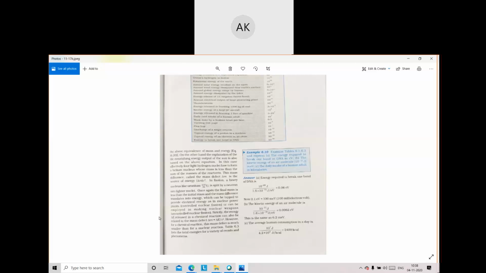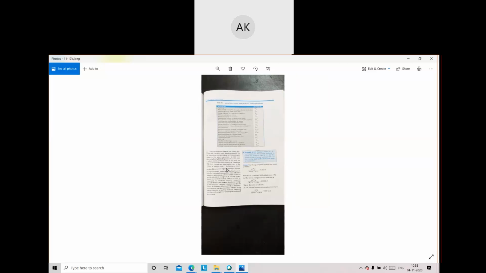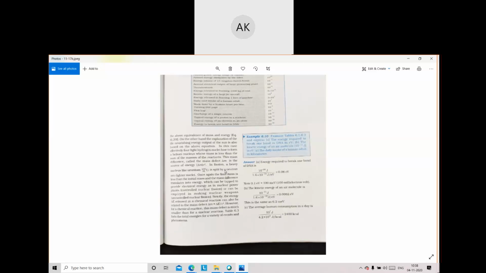In an atom, the nucleus is there at the center, and the nucleus consists of what all things? Proton and neutron. Nucleus consists of proton and neutron. Where is the electron? Electron is revolving around the nucleus. Okay. So the energy released from the nucleus, that is nuclear energy. Fission and fusion are nuclear energy. The energy released during fission and fusion.